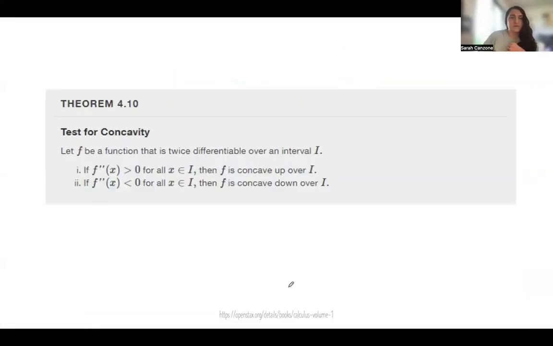Okay, here's the definition right here. So this is going to be the actual definition of concavity. Again, I don't like the formal definition with the first derivative. So if your second derivative is positive, then you're concave up. If your second derivative is negative, then you're concave down. That's the definition we're going to be using when it comes to testing for concavity.